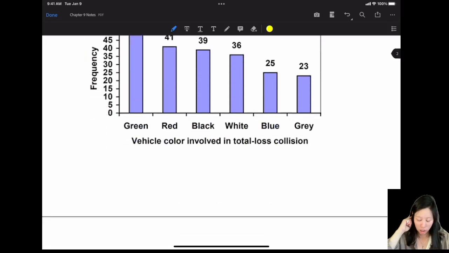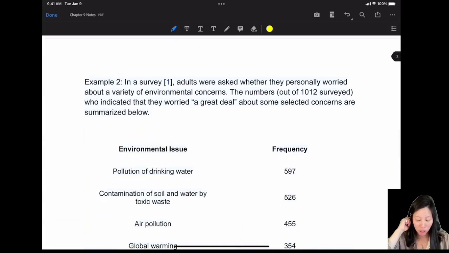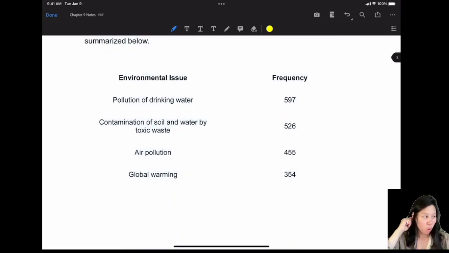So now take a look. In a survey, adults were asked whether they personally worried about a variety of environmental concerns. The number out of 1,012 surveyed, so there were totally 1,012 adults participating in that survey, who indicated that they worried a great deal about some selected concerns are summarized below. One is pollution of drinking water, which 597 people are concerned about.